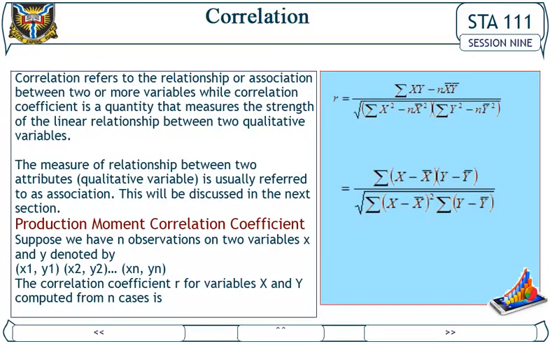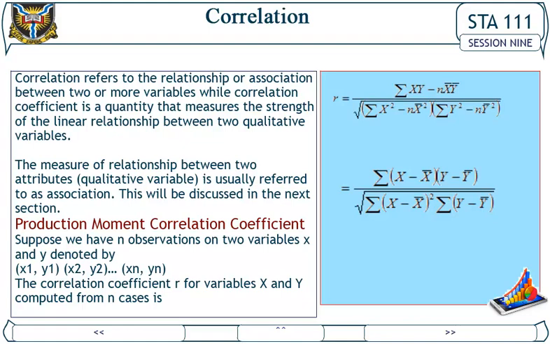Correlation refers to the relationship or association between two or more variables, while correlation coefficient is a quantity that measures the strength of the linear relationship between two quantitative variables. The measure of relationship between two attributes, qualitative variables, is usually referred to as association. This will be discussed in the next section.